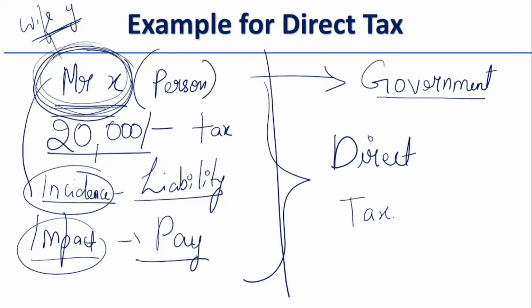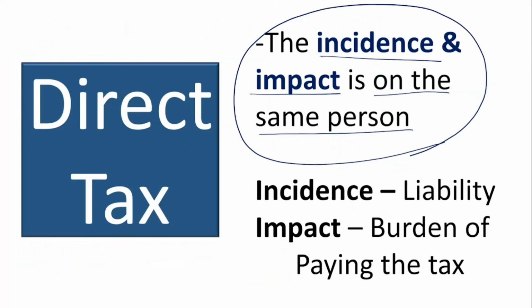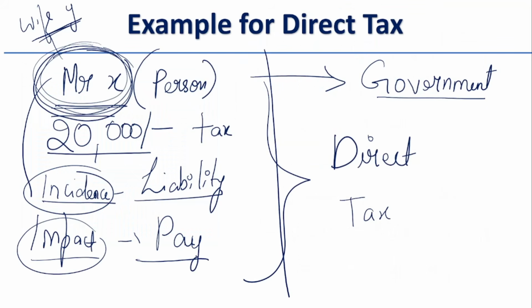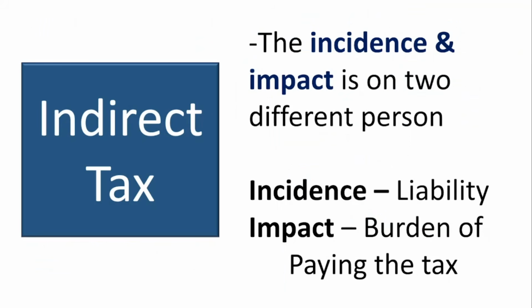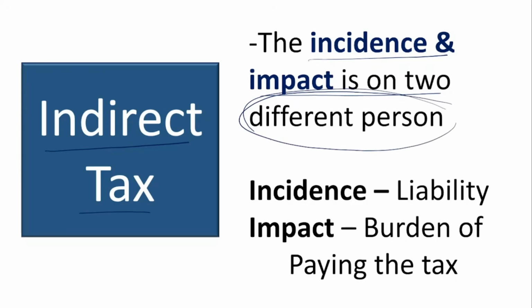You should remember this particular line. The incidence and the impact is on the same person. So hope you have understood about the direct tax. Now you may ask me, what is indirect tax? Indirect tax means the incidence and the impact is on two different persons.